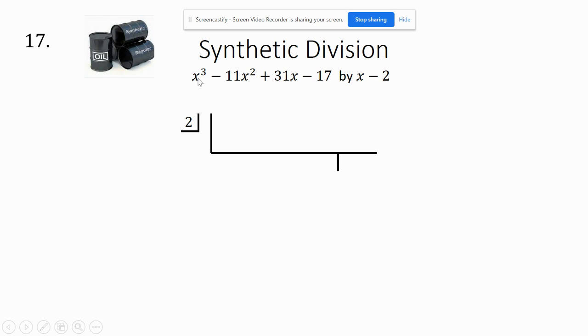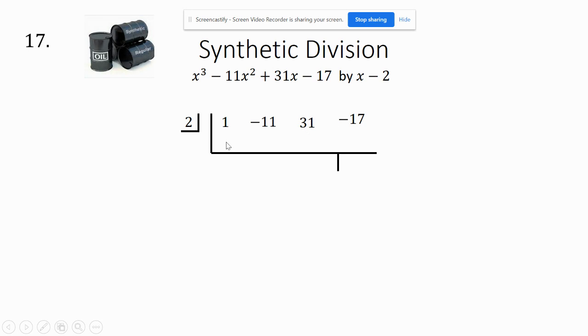Like I see an x cubed, the coefficient in front of it would be a 1. See this x squared? What's in front of it? A negative 11. See the x? The number in front of it is 31. And the minus 17. Those are called the coefficients. So I'm going to write the coefficients down right here.